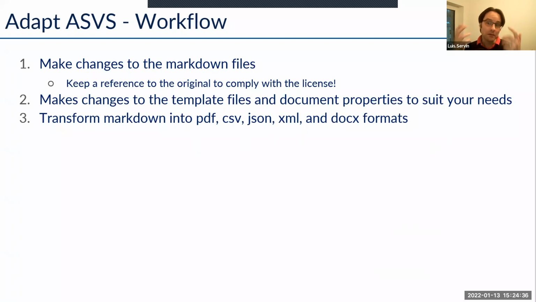Now you have changed the contents. Now you have to change the look and feel of it. That's why we have templates for that and document properties. So this second step will affect how your PDF or your Word file looks. And the last step is to transform this markdown into one of several formats, or all of them, because this is where it gets very interesting for any other policy that you might be thinking of. You can change it into a PDF, JSON, XML, and docx, and you can add an ODT because Pandoc is working behind the scenes. So you can transform it into anything that Pandoc can handle.